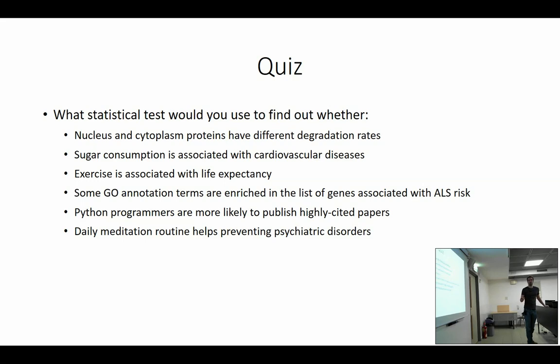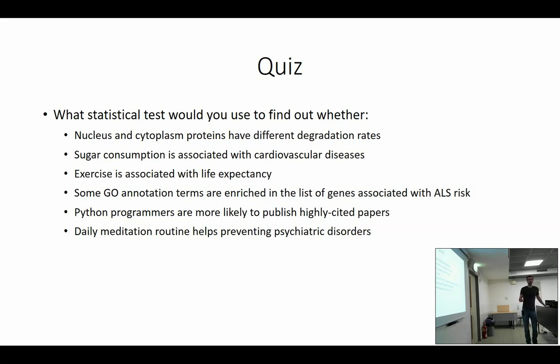We could do many Fisher's exact tests, one for each GO annotation independently, and then we could just correct for multiple hypothesis testing and get a Q value for each GO annotation. And then we actually know which GO annotations are enriched in this test.